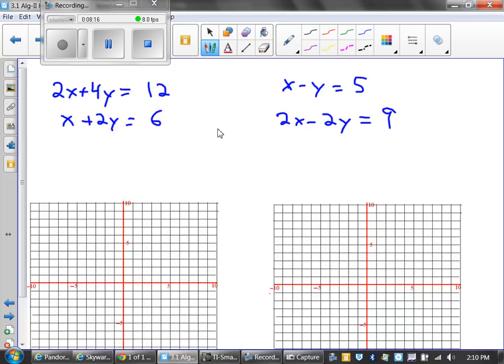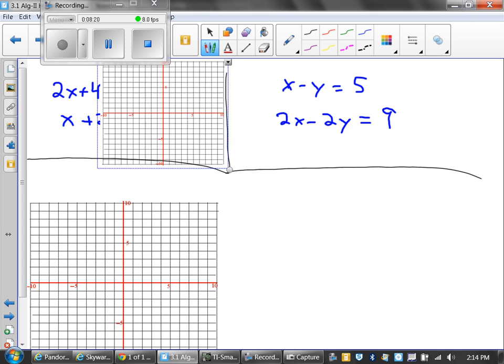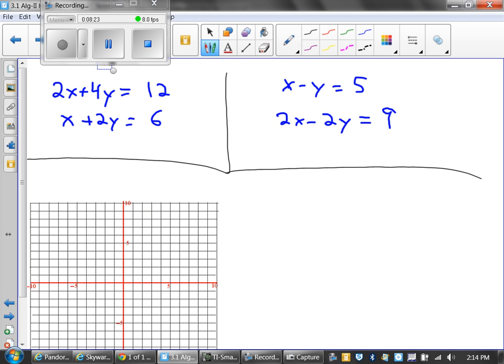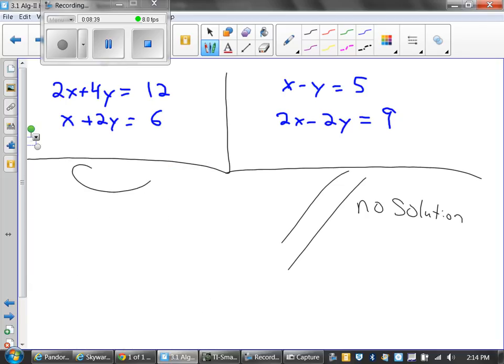Hold on a second here. So, we just said something. The second one, we were just told that they are parallel. So, are there any solutions? No solution. And the first one's infinite because they're the same line. Correct. The first one is an infinite solution because it's the same line.